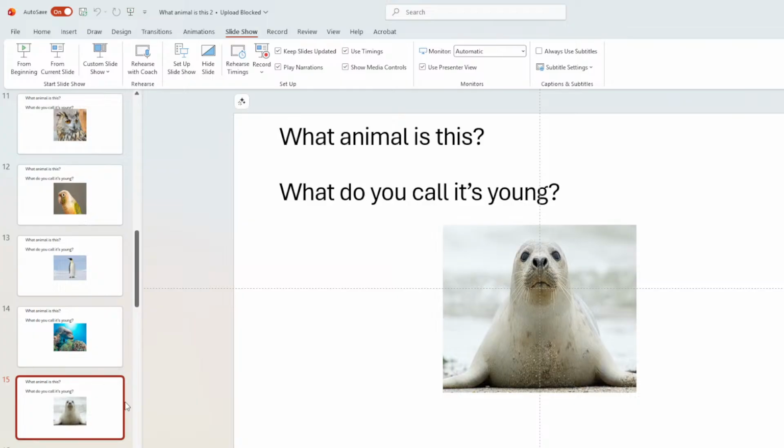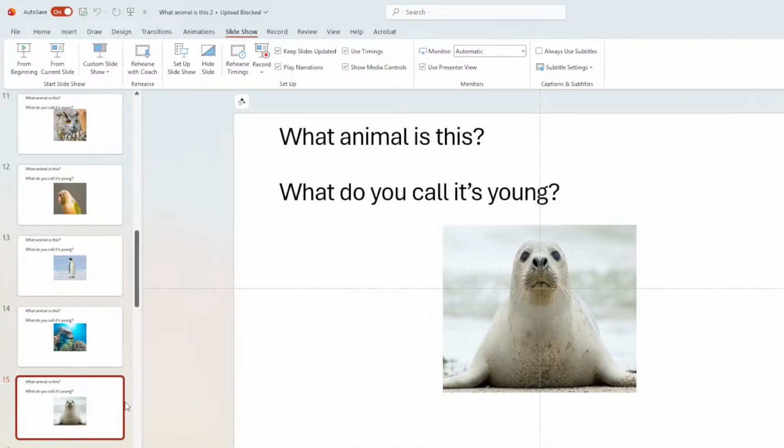All right, so we have talked about 14 animals so far, and we are on the 15th one. And that animal on your screen is known as a seal. It's known as a seal. S-E-A-L.